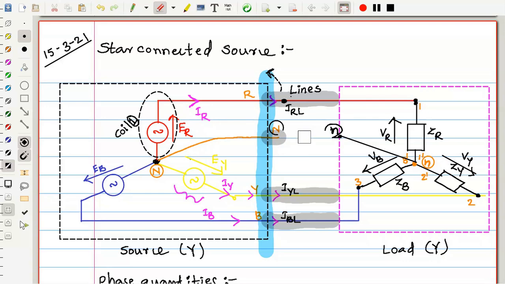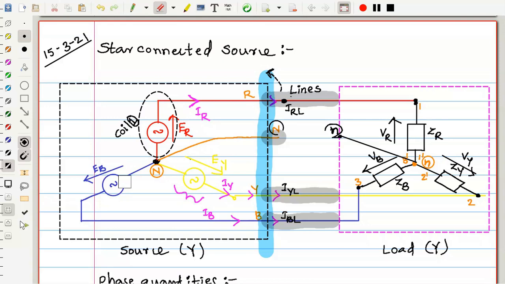What are the single phase generator terminals in this combination of the three single phase generators? RYB. That should be very clear to you. N is not any generator terminal, it is a common terminal. Don't say N is a generator terminal. R is one of the single phase coil terminals, which is R phase. Y is the second coil terminal, which is Y phase. B is the third coil terminal, which is B phase.